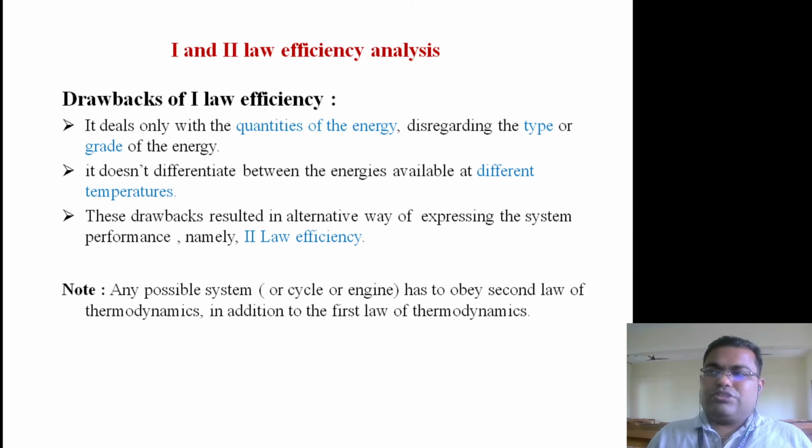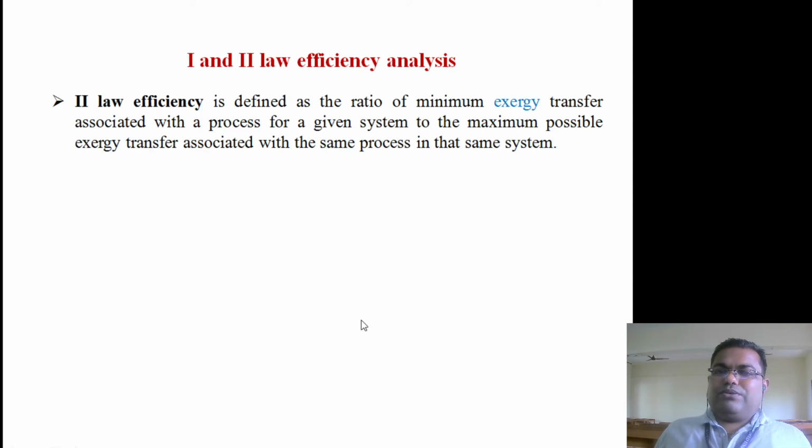These drawbacks make us think about another way of representing the efficiency, which is known as second law efficiency. And this is a general statement: any process or cycle which does not satisfy either the first law or the second law of thermodynamics will not be possible. This has nothing to do with second law efficiency specifically, but it is a general statement.